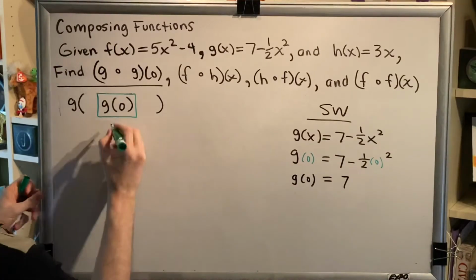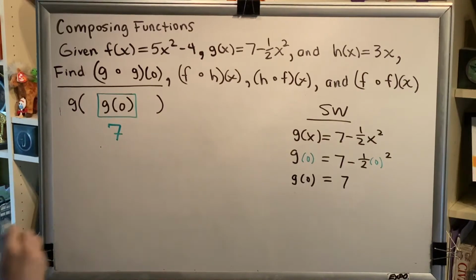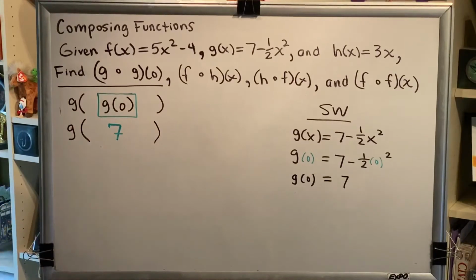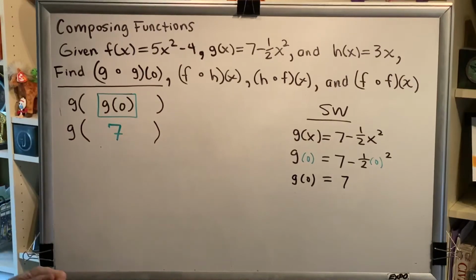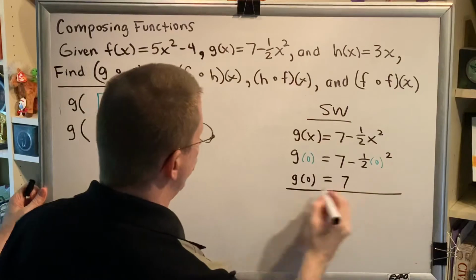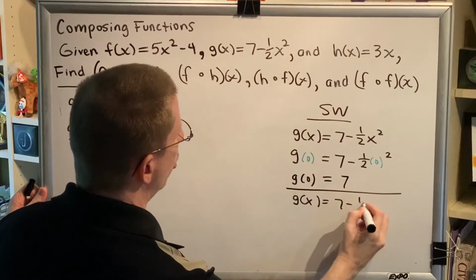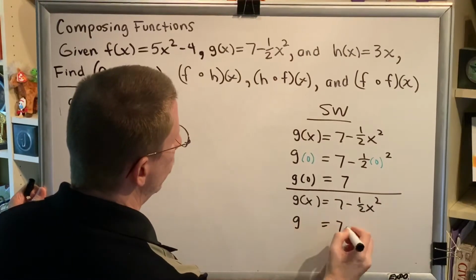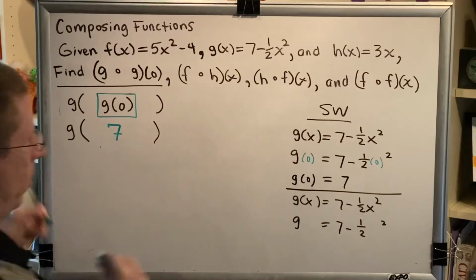So I can put that here in my problem. Replace the g of 0 with 7. All of the other elements remain exactly the same. Now I have to find g of 7, which is really the same skill that I just applied a moment ago, just with a new input. So g of x is equal to 7 minus 1/2 x squared. Therefore, g of 7 would be 7 minus 1/2 times 7 squared.